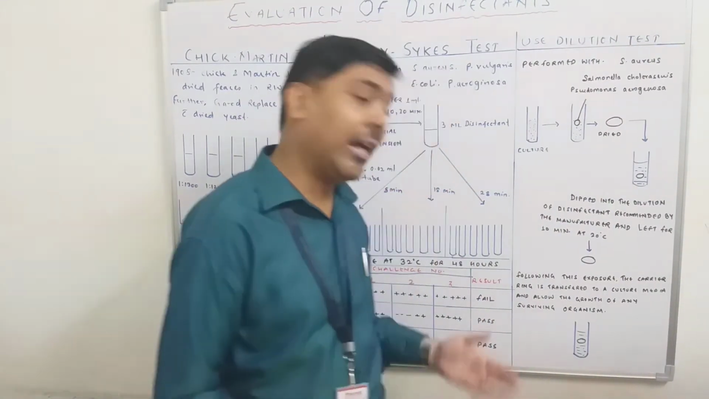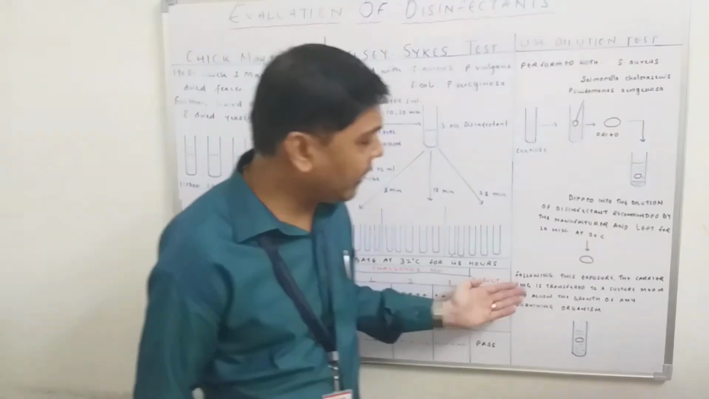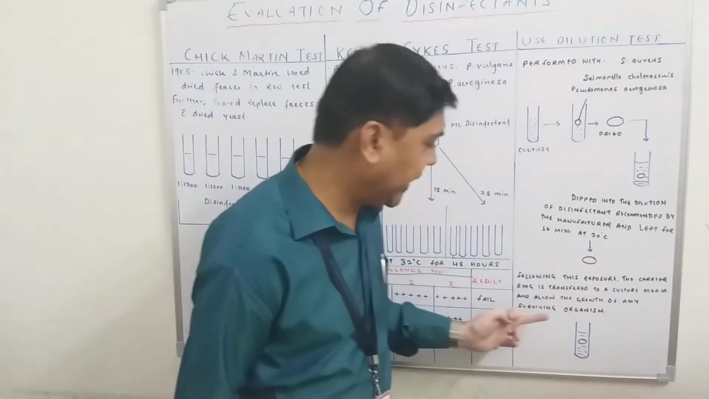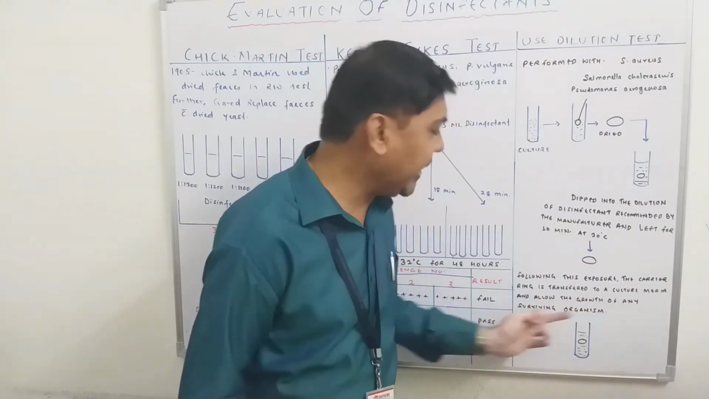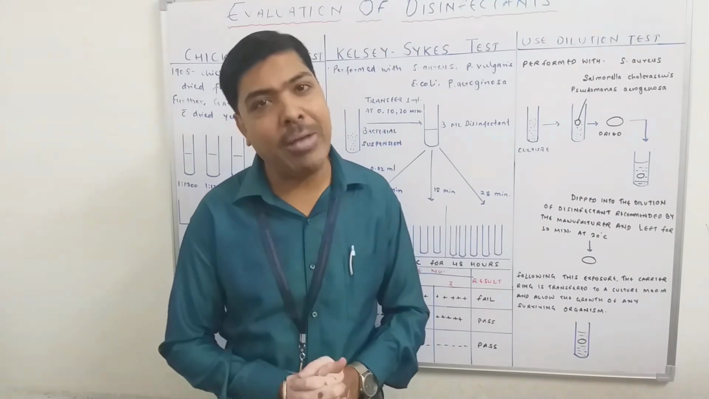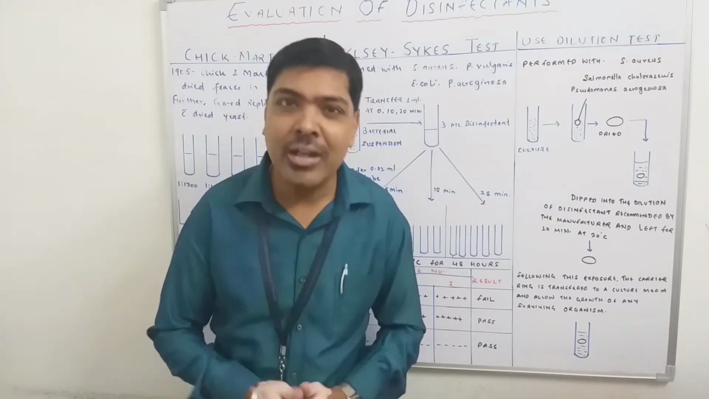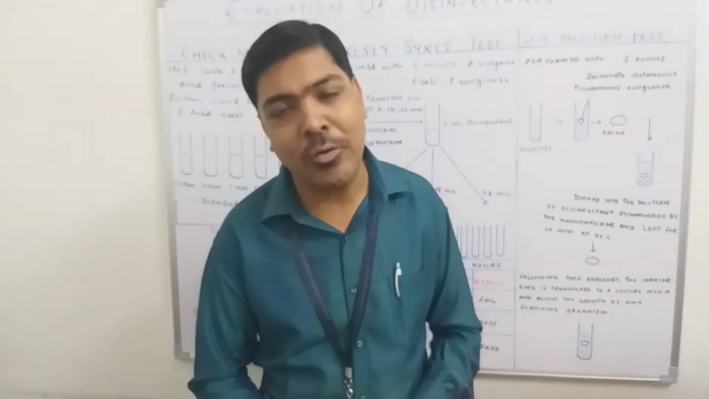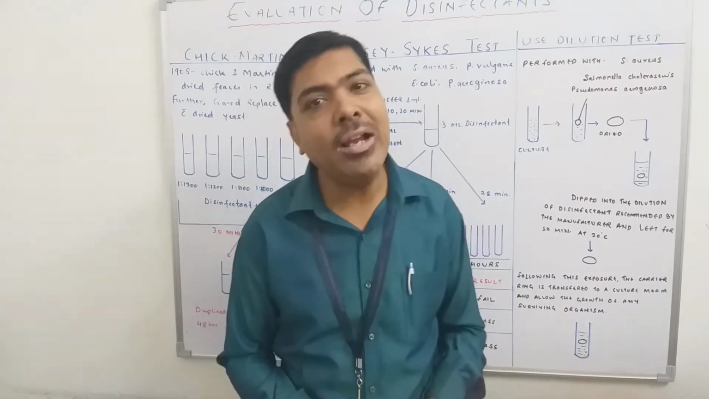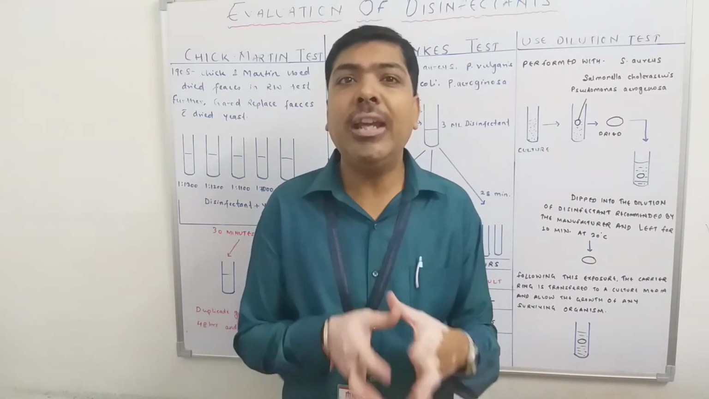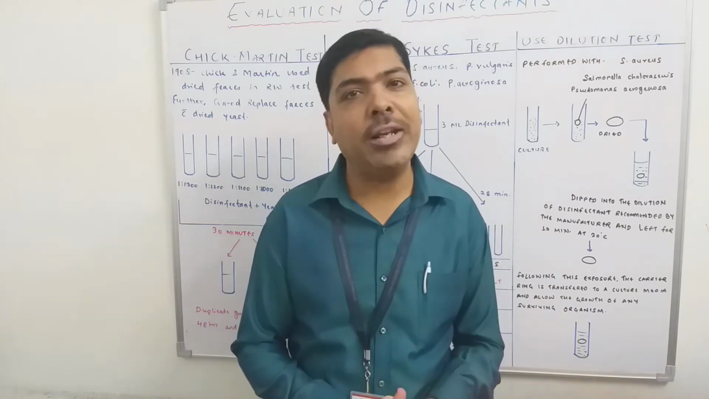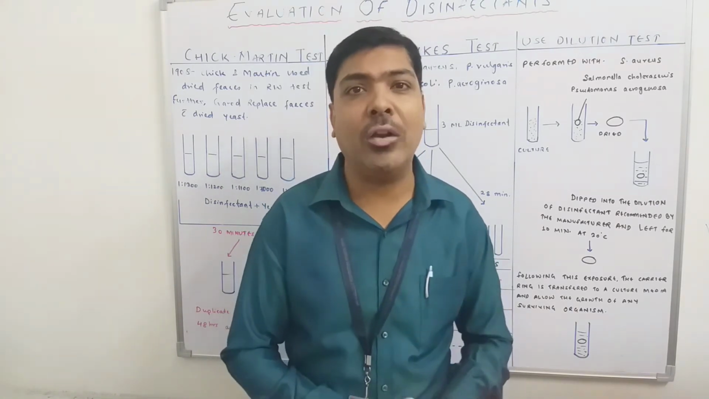Again, I will read the following: after this exposure, the carrier ring is transferred to a culture medium to allow growth of any surviving microorganism. It means we are checking the growth of the microorganism on the metallic ring with the help of the culture media. After the incubation, if growth is available, then we can say that the claim made by the manufacturer is not correct. It means microorganisms are not killed at that particular dilution.